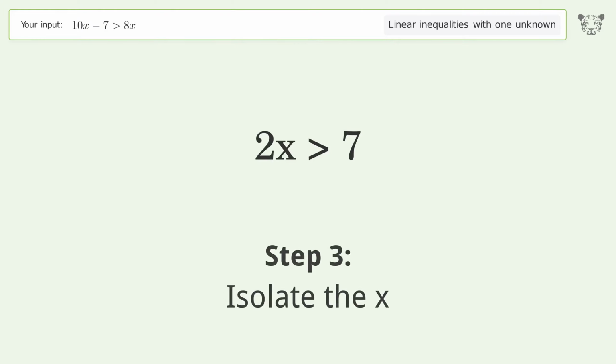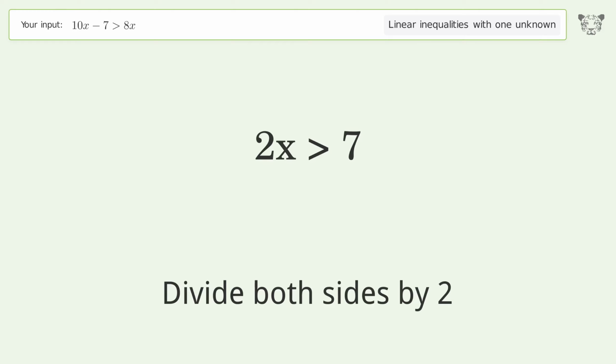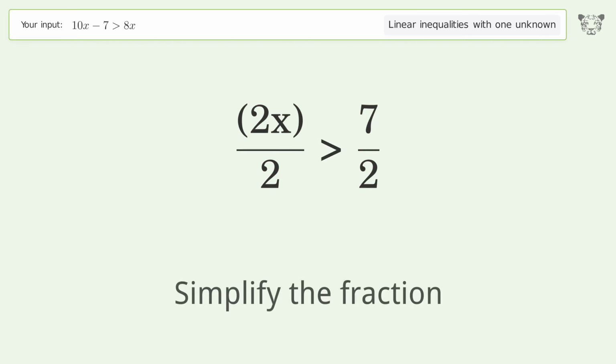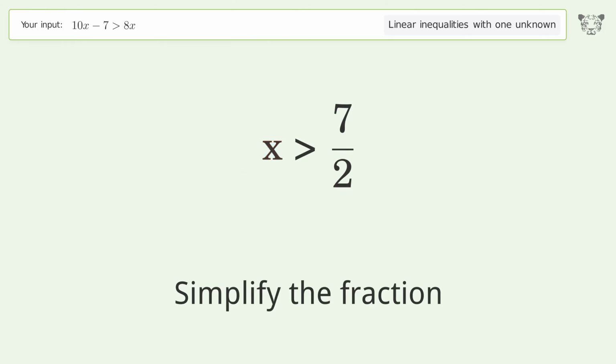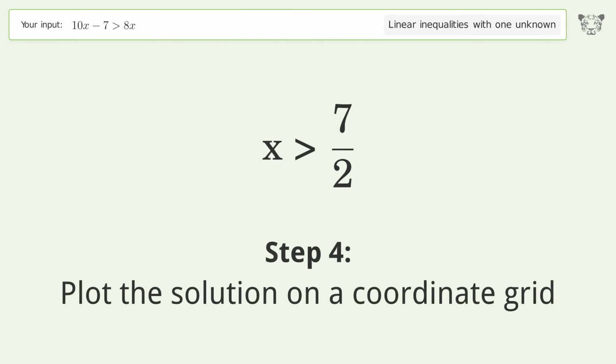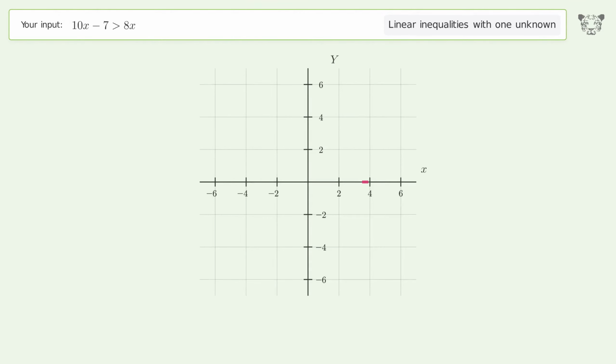Isolate the x. Divide both sides by 2. Simplify the fraction. Plot the solution on a coordinate grid. And so the final result is x greater than 7 over 2 greater than 31 over 2.